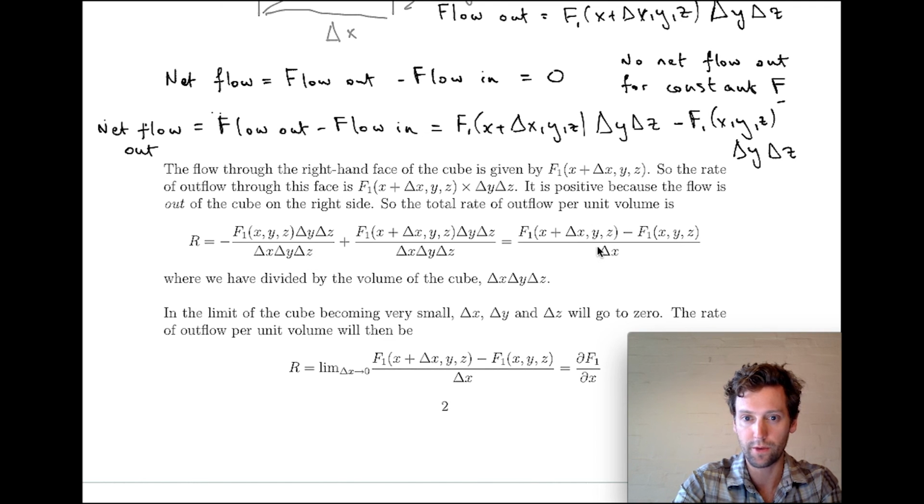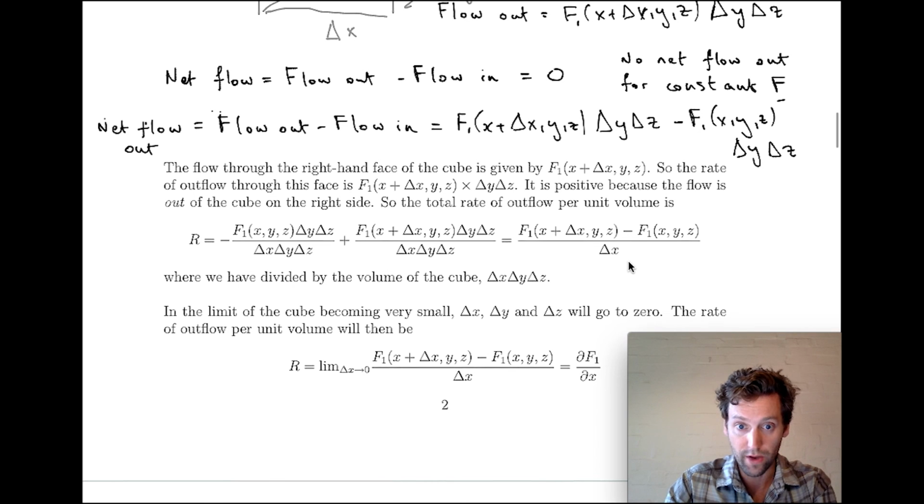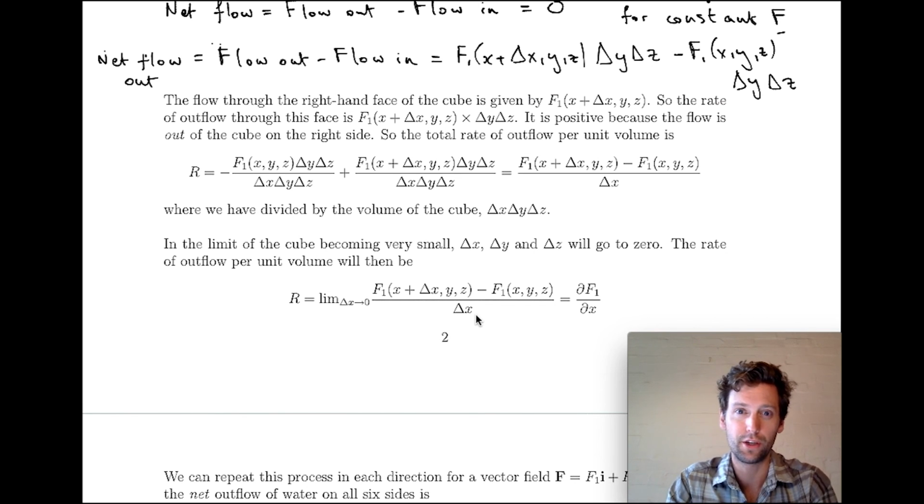And you can see that's going to give me F1 at X plus delta X, Y, Z minus F1 at X, Y, Z, divided by delta X. Now let's imagine that we take our cube smaller and smaller, so delta X is getting really small. If we look at the limit of this net outflow per unit volume as delta X gets really small, we've got the limit of this difference divided by delta X, which is exactly the definition of our partial derivative. It's the partial derivative of F1 with respect to X.